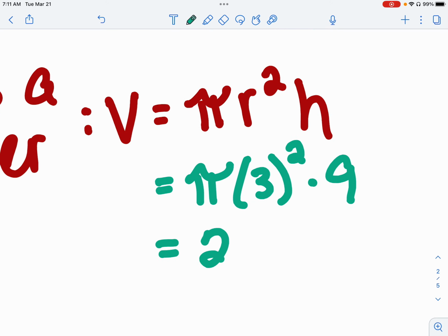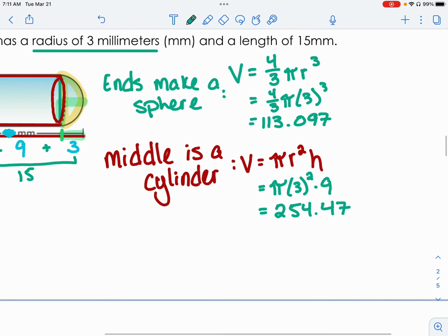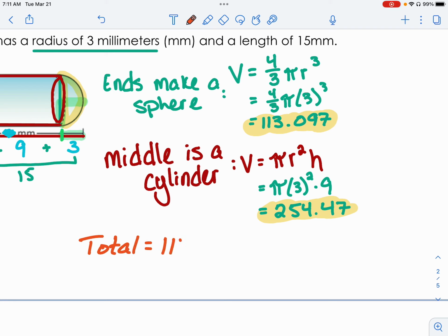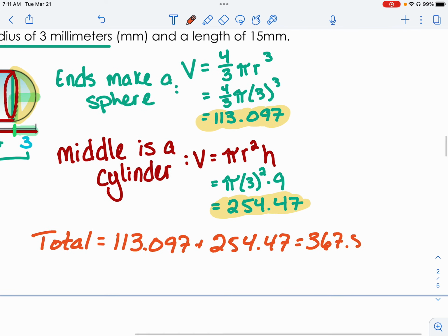So the volume of that middle section equals 254.47. So we have to take our end pieces that made a sphere and our middle cylinder and add those together. So the total equals 113.097 plus 254.47. That equals 367.567. And our units were millimeters, so millimeters cubed, or just mm cubed for short.